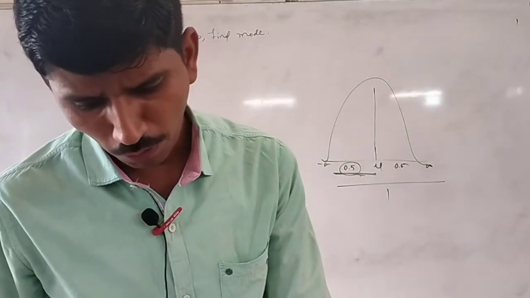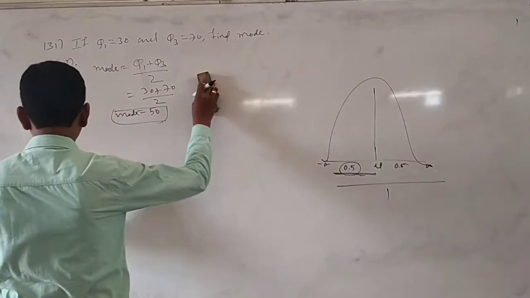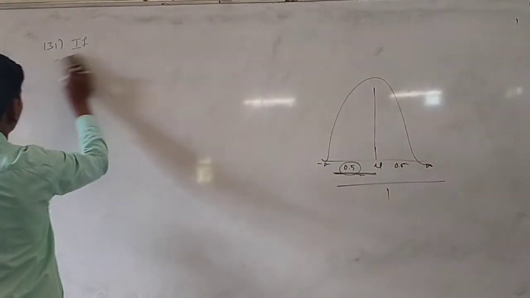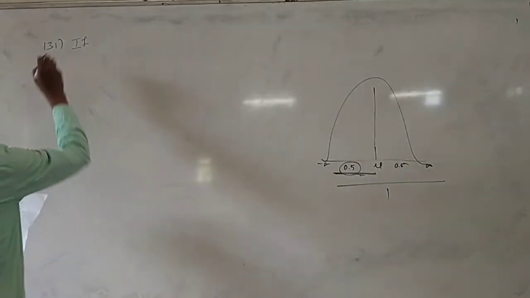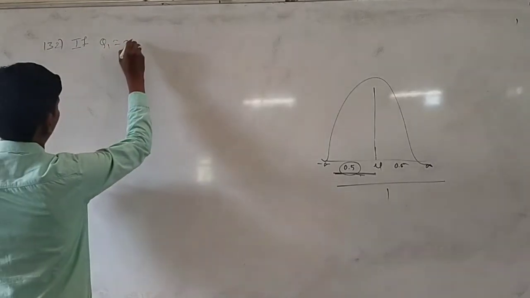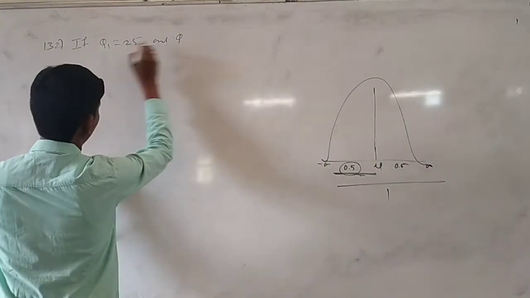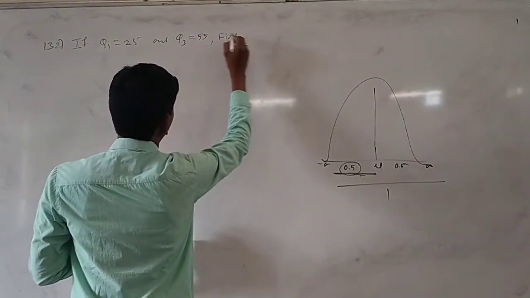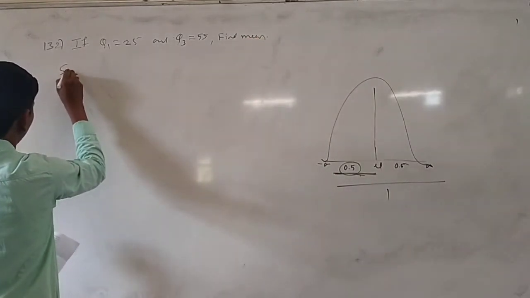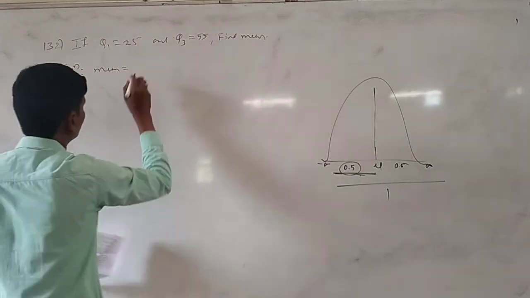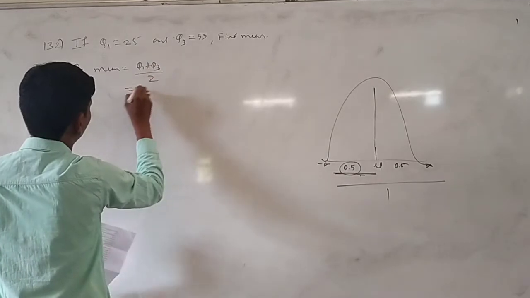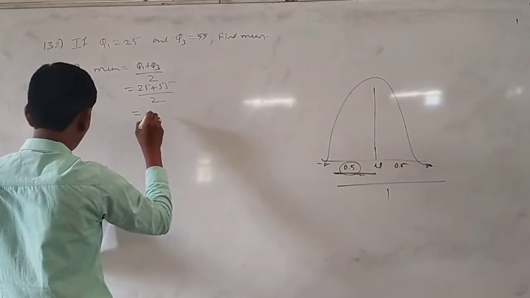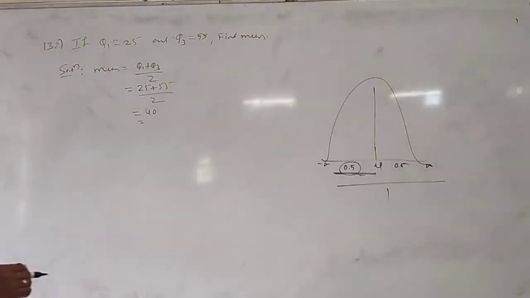Next, problem number 132. In a normal distribution, the first and third quartiles are 25 and 55. First quartile is Q1 and third quartile is Q3. Find mean. To apply the formula, solution: mean equal to Q1 plus Q3 divided by 2, 25 plus 55 divided by 2. 25 plus 55 is 80, 80 divided by 2 is 40. Mean equal to 40. Find median, then also same.